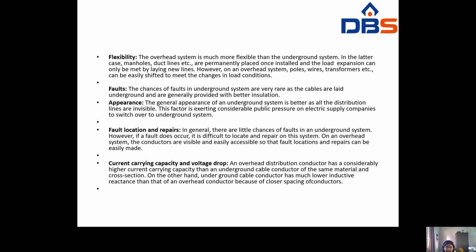This fact is exerting considerable public pressure on electrical supply companies to switch over to the underground system. This appearance factor exerts considerable public pressure on electrical supply companies to switch over to the underground systems. So next one, fault location.